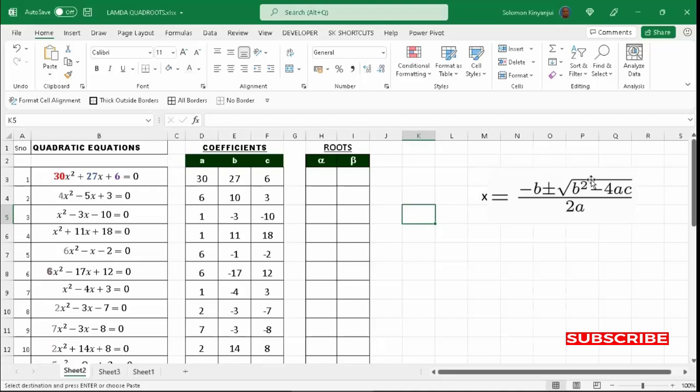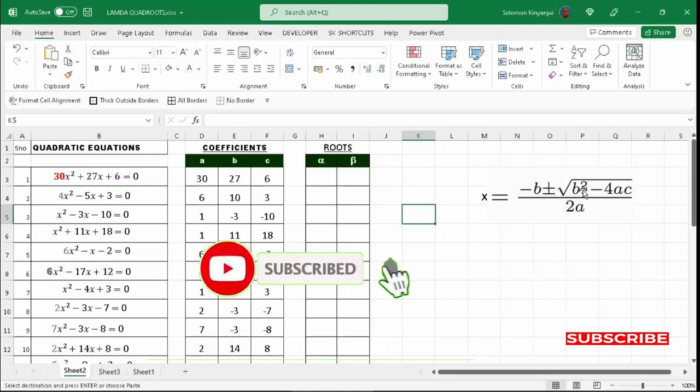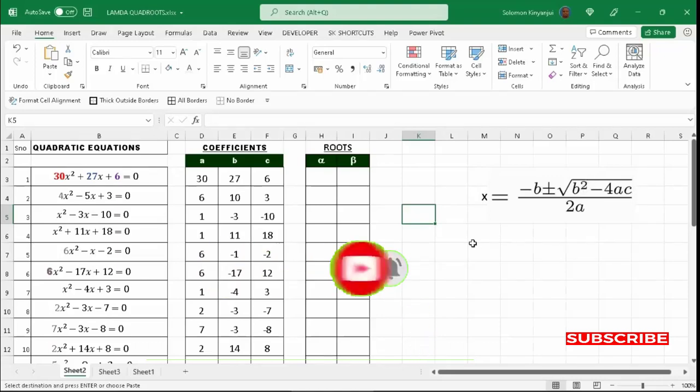Hello and welcome. In this video, I'm going to show you how to use a single formula to determine the roots of a quadratic equation. This is the second part of my video on quadratic equations and the lambda function.